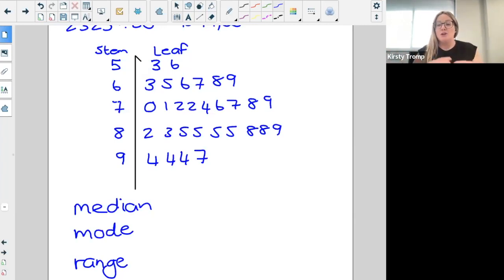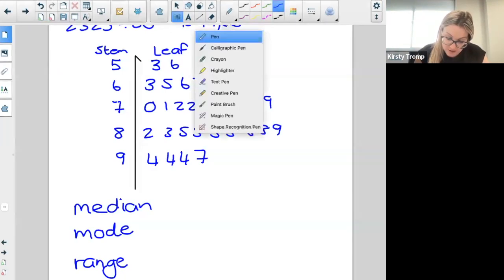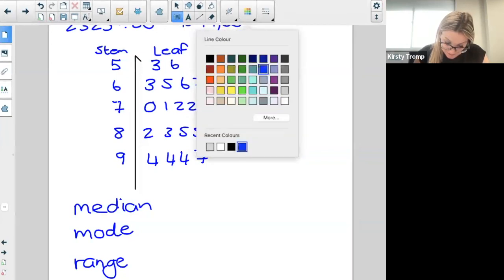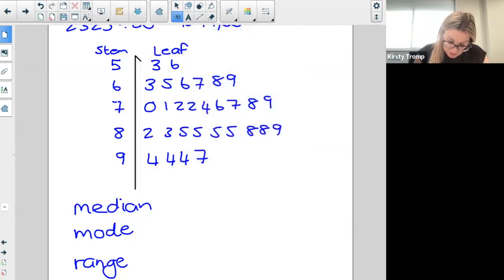Okay, I've got 30 numbers here. If I divide 30 by 2, I'm going to get 15. So there's that one way to do it. You can go find the 15th number. Or what you can do is you can take your list that you've already got ordered. I'm going to use my magic pen to do it here.